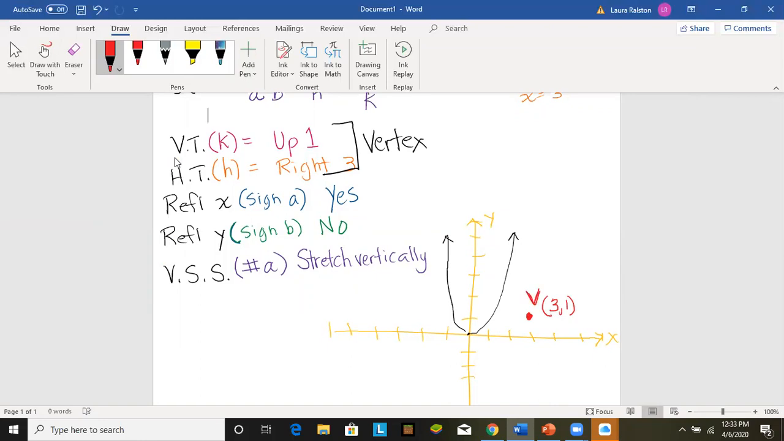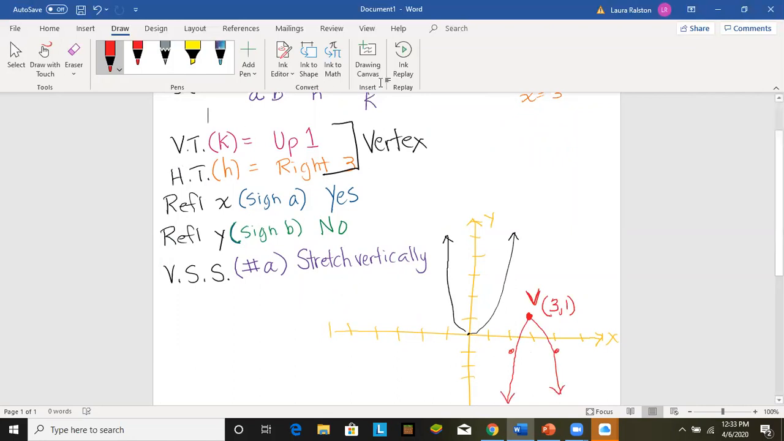It also tells me I'm going to reflect on the X, which means this parabola is going to flip over, and it's going to be stretched vertically by 2. So I can kind of get an idea. Let's see if I go 1, 2. Okay, I can get an idea, and it may not look as skinny as perhaps as it should, but you get an idea that it looks this way.